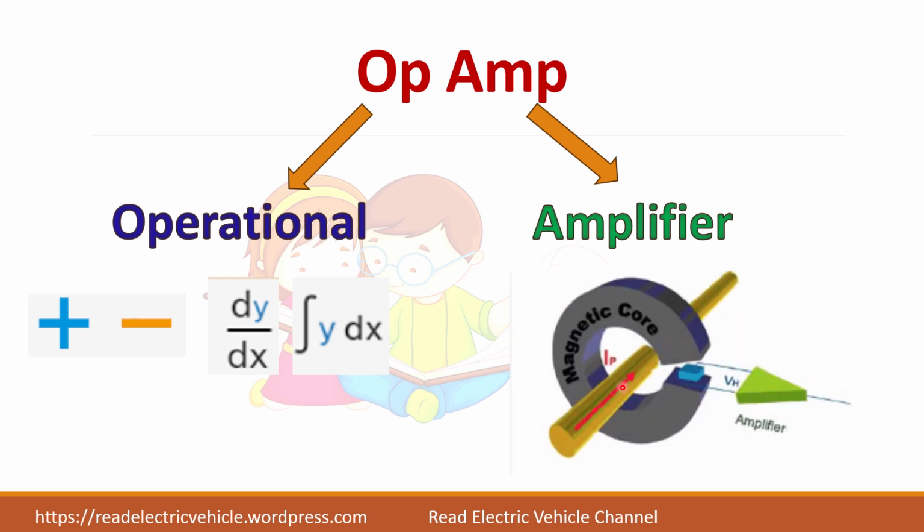So for example, you are measuring a current using a current sensor. The output of the current sensor will be very small, or it will be in millivolts. You cannot give those millivolts to your microcontroller or any other processor because it cannot drive it. So in such cases, you can amplify your signal and give it to the microcontroller. So with op-amps you can do mathematical operations and also amplify that weak signal.